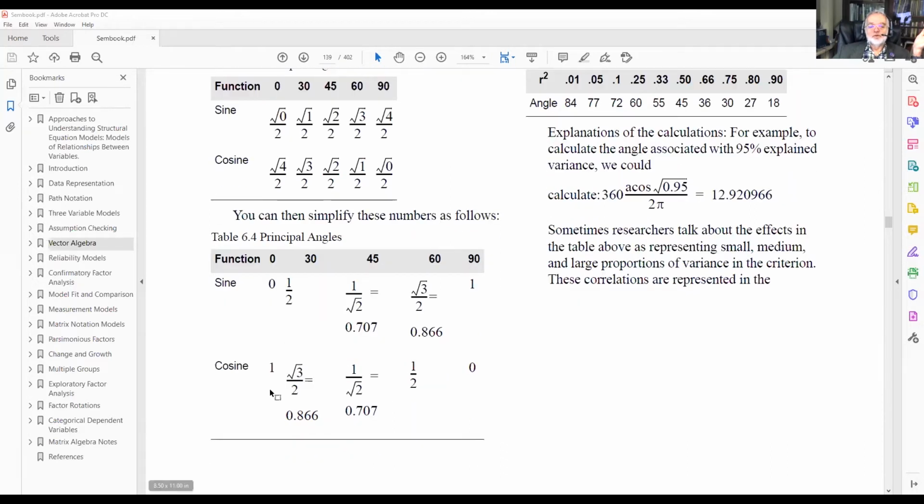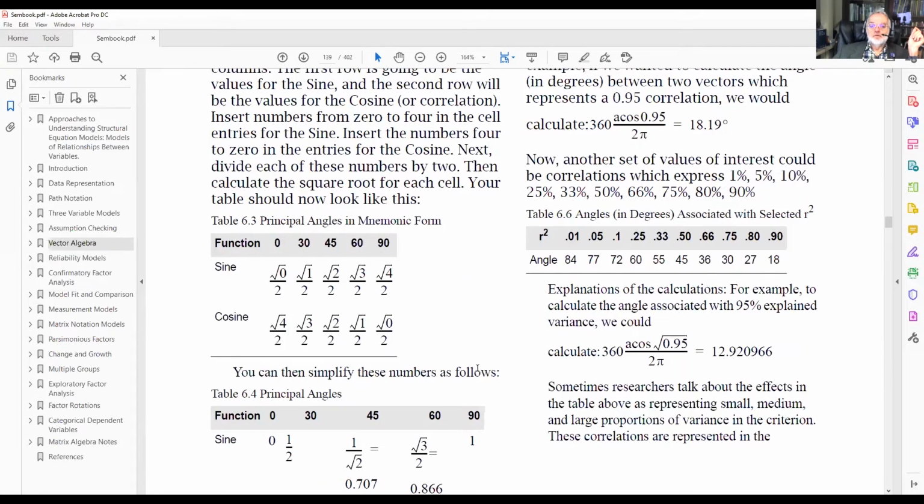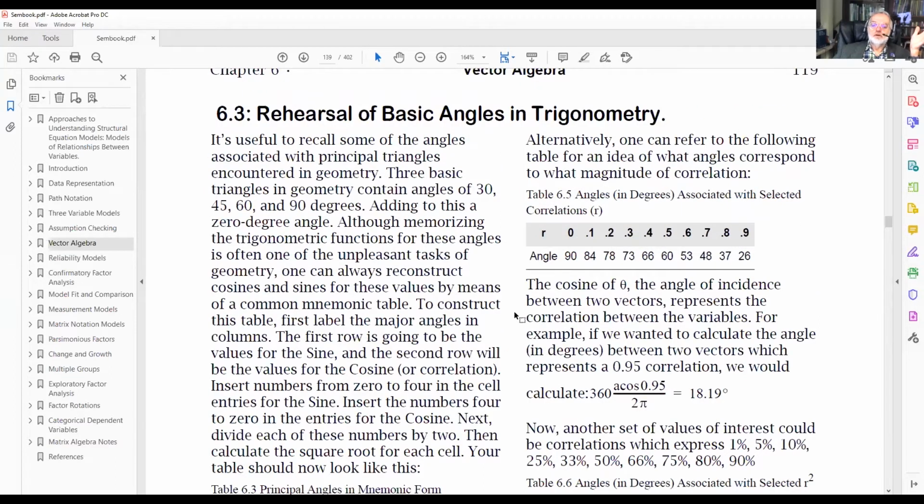And the moral of our story is if the angle between two vectors is 0, the cosine is 1, indicating a correlation of 1. And if the angle is 90 degrees, it's 0. So it's helpful to think a little bit about what a correlation coefficient is and what angle is represented. And this is a little table. A 0 correlation is a 90-degree angle. And all the way over here, like 0.7, that's a 48-degree angle. And a 0.9 correlation is a 26-degree angle.